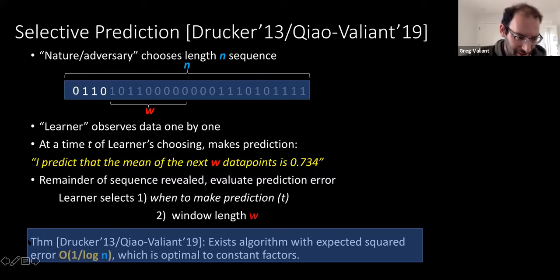The theorem is that there exist algorithms where the expected squared error is on the order of 1 over log n, and this is optimal up to constant factors. The upper bound was in the paper of Drucker, and the lower bound was in a paper of Mingda and me from 2019. This order 1 over log n we found to be fairly surprising and counterintuitive, because the sequence is adversarial. It could be zeros and arbitrarily change to ones.